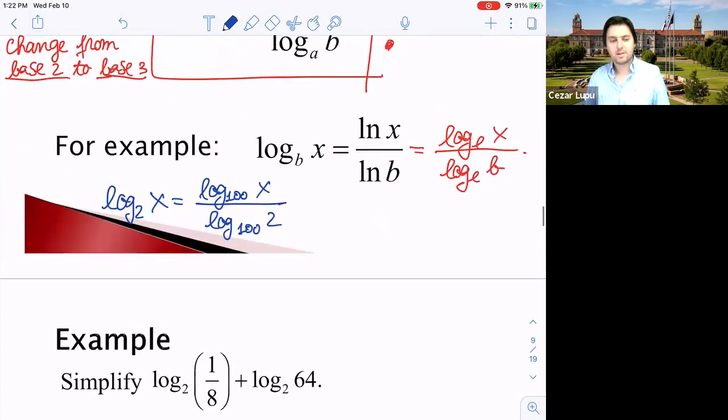So now, sorry, let's see an example, and I would like you to think of this example. We would like to simplify. I will take 2 minutes just to let you think of it. Simplify the following expression: log in base 2 of 1 over 8 plus log in base 2 of 64. So how would you approach this?